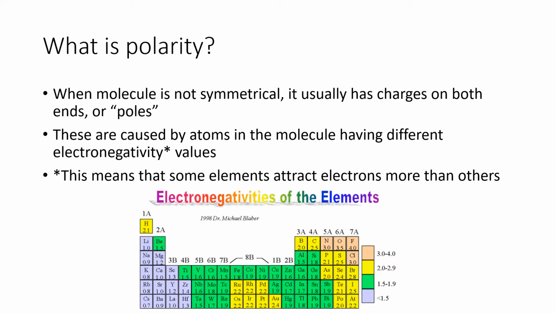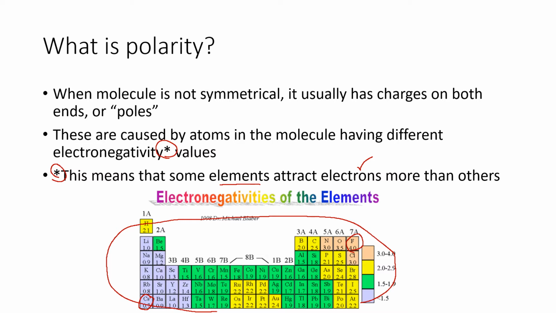So if you recall, electronegativity is something that we learned last year, and electronegativity is the measure of how much an element attracts electrons. So here's basically a periodic table, and everything's color-coded with electronegativity values. And you notice the trends are, if an element is on the top right of the periodic table, for example, fluorine here, it is going to be very electronegative. But if an element is on the bottom left, it is not going to be very electronegative at all.